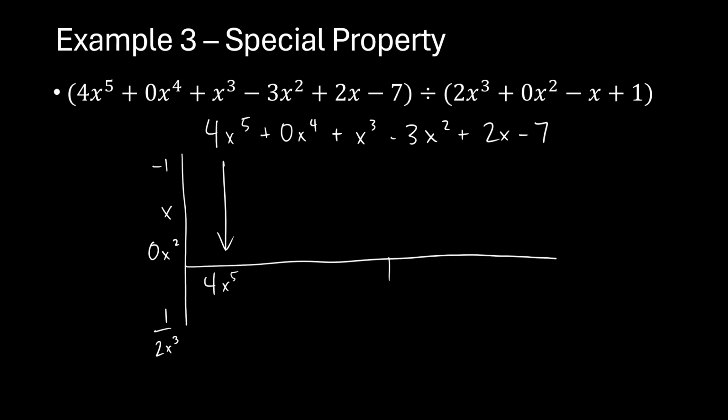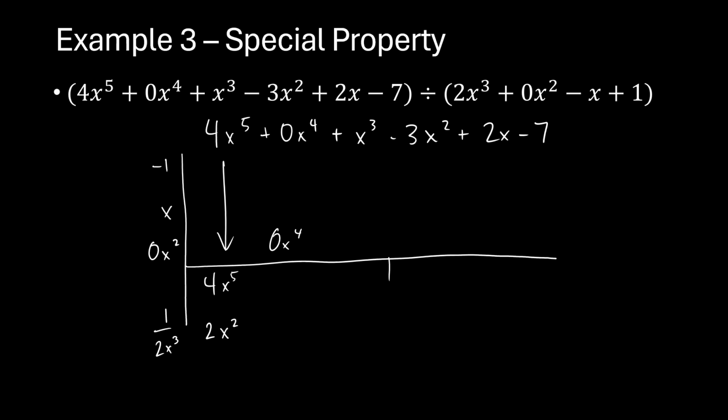Notice what happens when we divide. 4 over 2 is 2. X to the 5th over x cubed. Whenever you're dividing exponents, you subtract the powers. So that'd be x squared. Multiply at the diagonal. So that'd be 0x to the 4th.